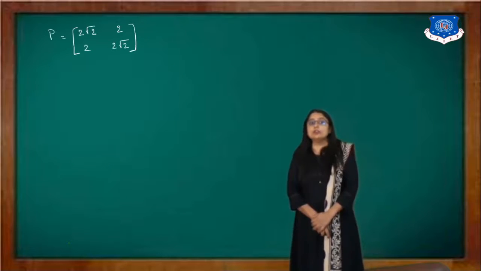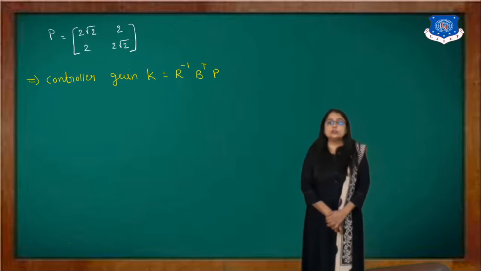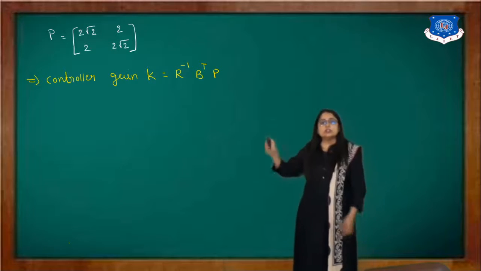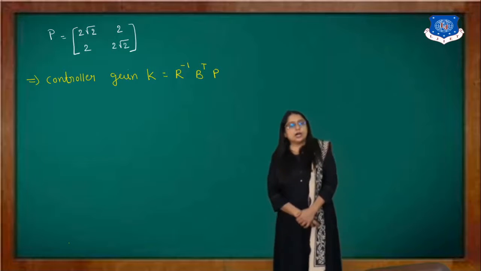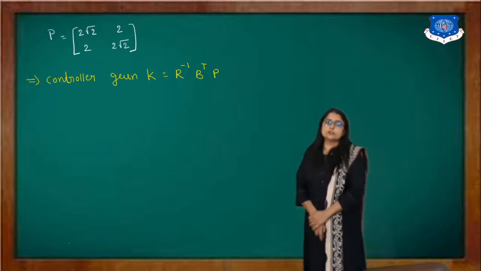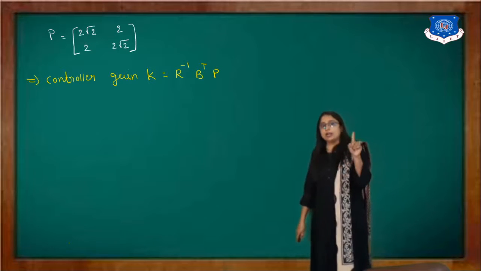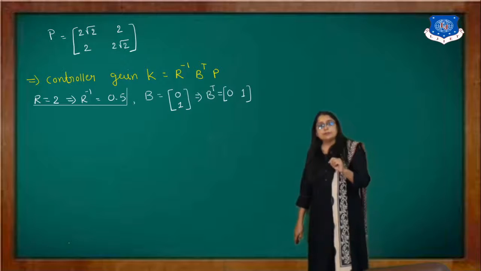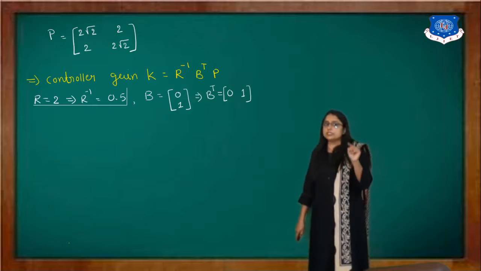Now we want to find out the control gain, right? As I told you, we have to remember this equation: K equal to R inverse B transpose into P. Now substitute these values. You know very well R equal to 2, so R inverse equals 0.5. B transpose is 0.